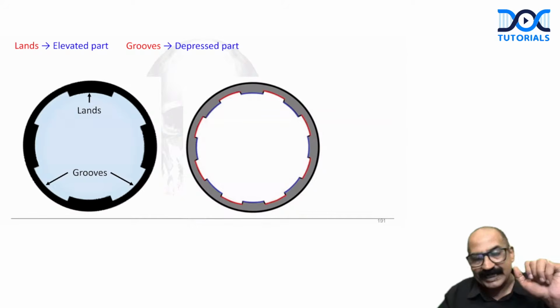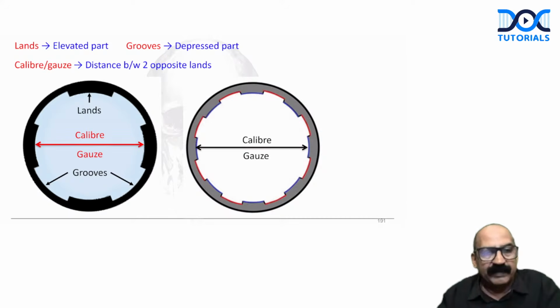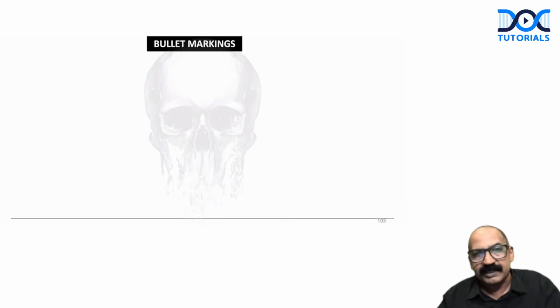Caliber or gauge means the distance between 2 opposite lands. Caliber or gauge: distance between 2 opposite lands. The caliber of a rifle is the distance between 2 opposite lands.